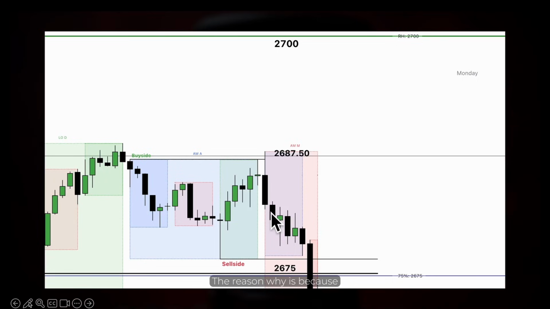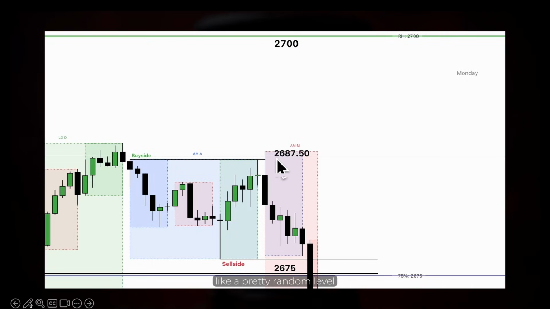The reason why is because these quadrants themselves also are particular ranges, because inside of these ranges you're also going to see that there's an equilibrium level. There's also going to be a 50% level. And what you can see is that equilibrium of this range is right here at 2,687.5.